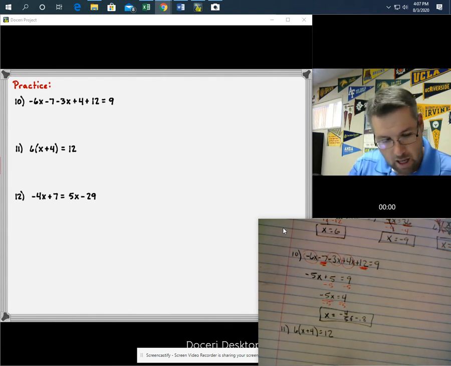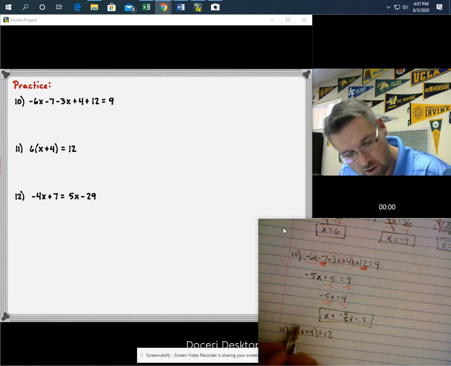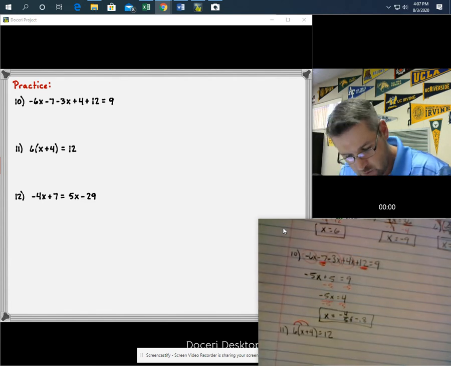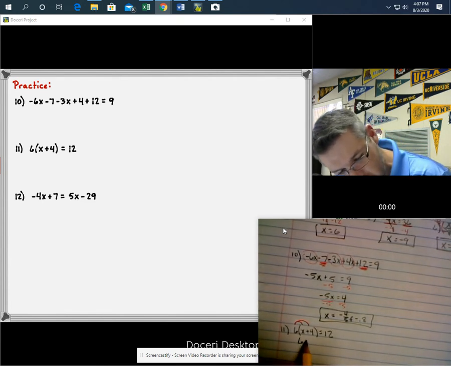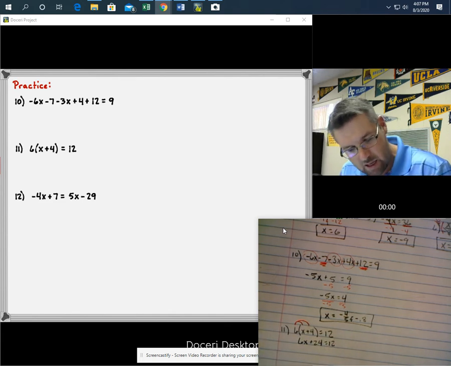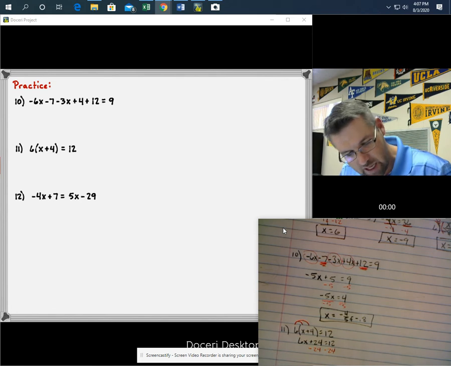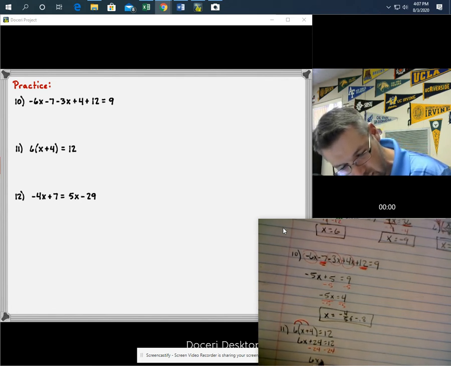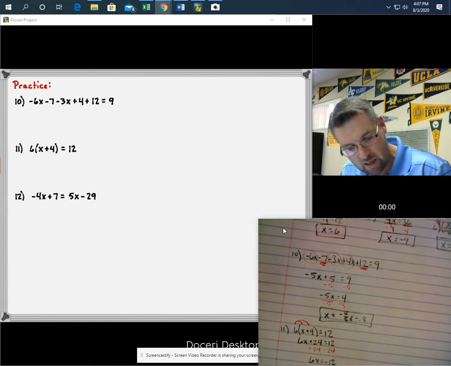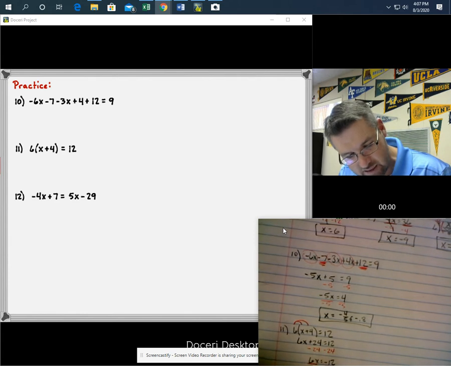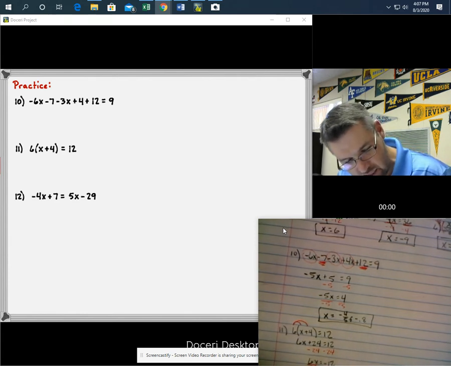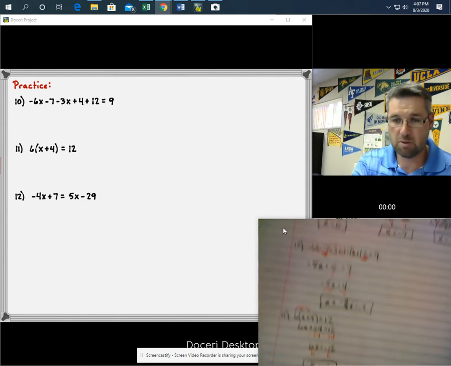Okay. All right. Number 11, the first thing we're going to do is distribute. So we end up with 6 times x is 6x, 6 times 4 is 24, and that's equal to 12. From there, we're going to subtract 24 from both sides. And so we end up with 6x equals negative 12. And then we'll divide by 6, and we end up with x equals negative 2. And that is that practice problem, okay?